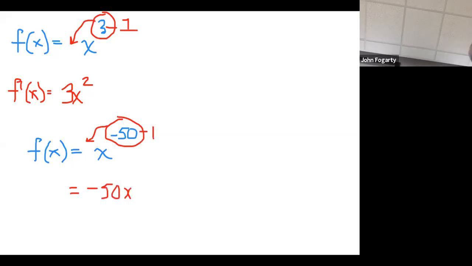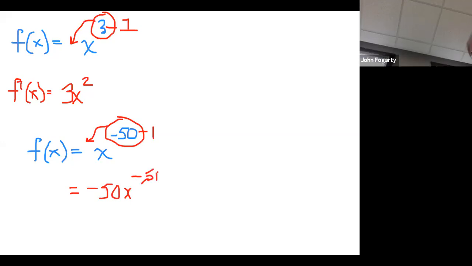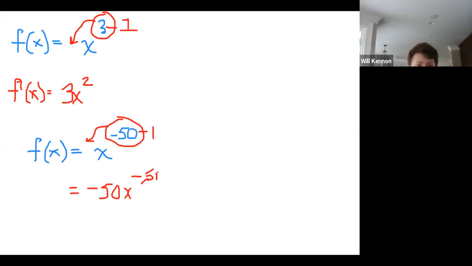Now you got to be really careful with the negatives. Sometimes people see a 50 and a minus 1, they go 49. What's a negative 50 minus 1? Negative 51. Yeah, so just be very careful with that, right? Does that make sense to you guys? Yes, sir.